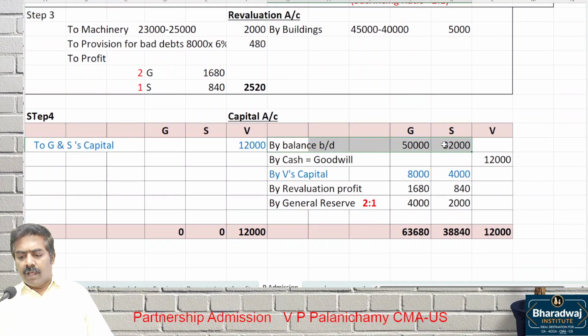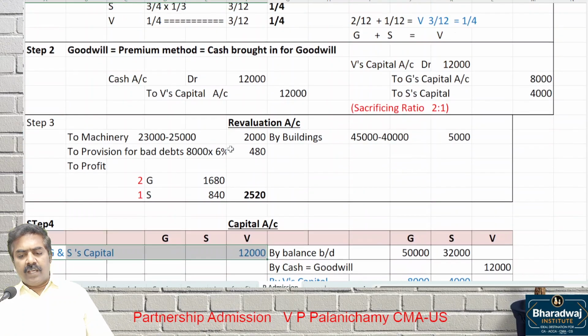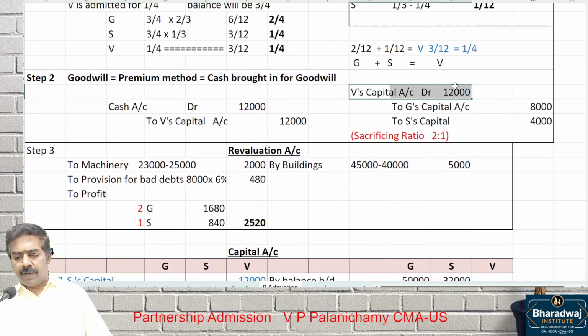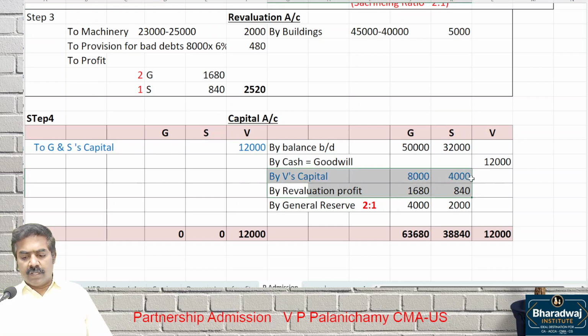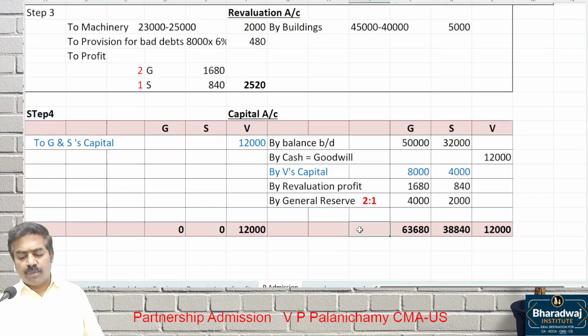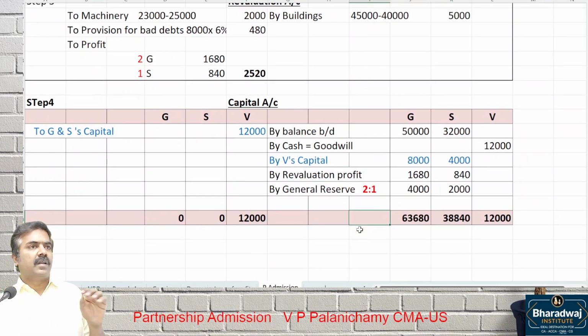Once again, by balance brought down, by cash brought in for goodwill. Please post the second entry. V's capital account is debited, which means on the debit side you post 12,000. In G and S you credit 8,000 and 4,000. The revaluation profit is recorded. General reserve, what is the ratio? 2:1 ratio.